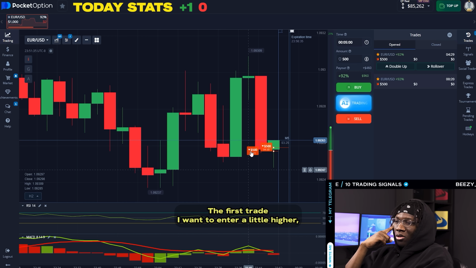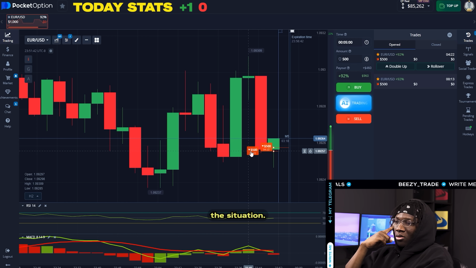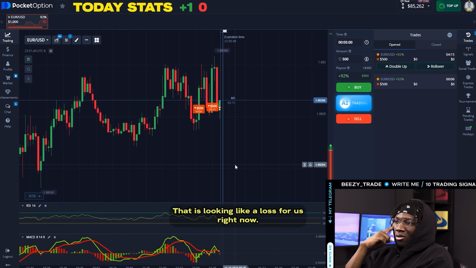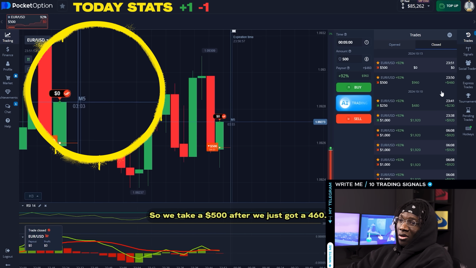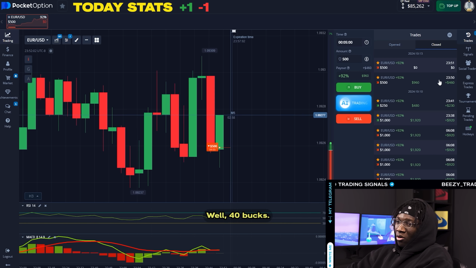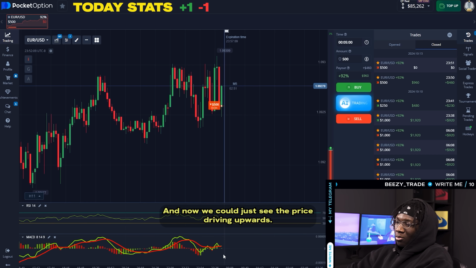The first trade, I want to enter a little higher, but it seems like even that wouldn't have really helped the situation. Alright, that is looking like a loss for us right now. We'll take it though, we'll take it. So we take a $500 loss after we just got a 460, so we're down, what, $40? Pretty much. And now we can just see the price driving upwards.